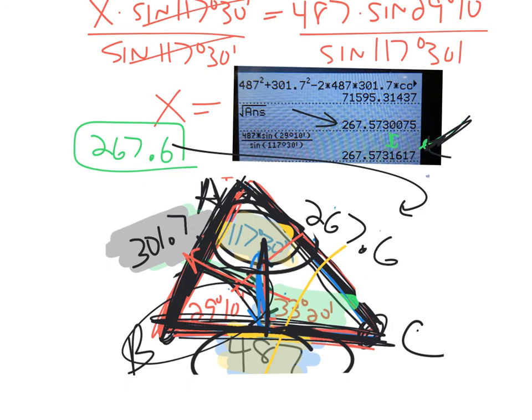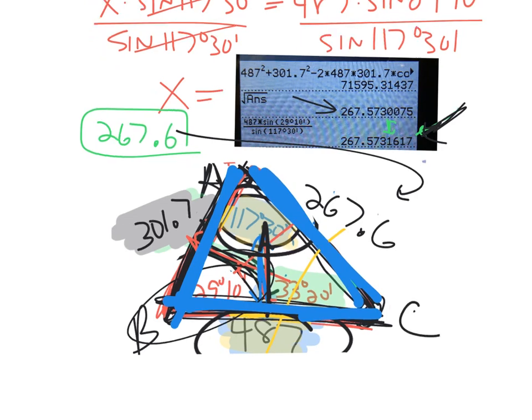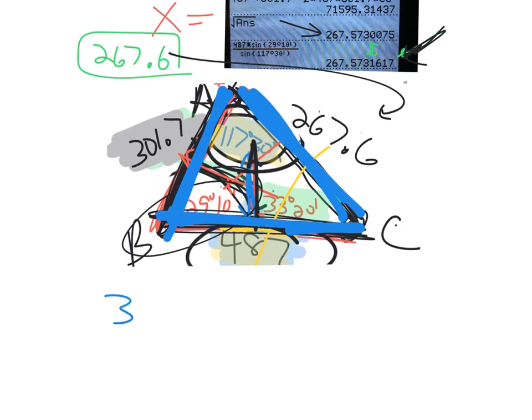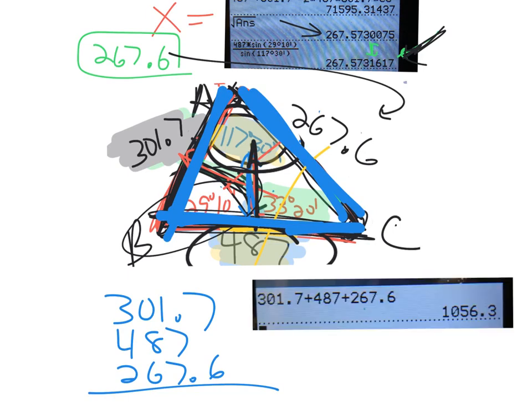And now what we want to try to do is figure out how much it's going to cost for the fencing to be put around this entire triangular lot. So what I'm going to do is add up all three sides. I'm going to find the perimeter of that triangle. So on your calculator, you should add the 301.7, the 487, and the 267.6 to get the perimeter of the triangular lot.